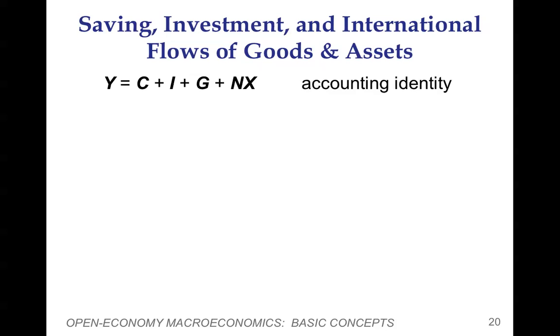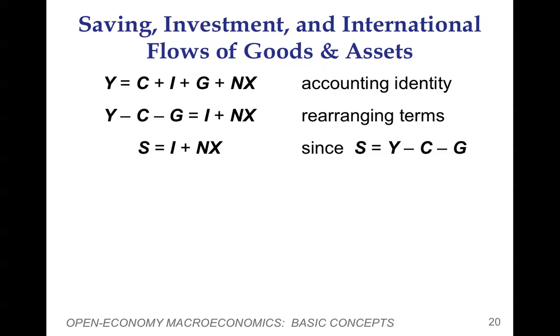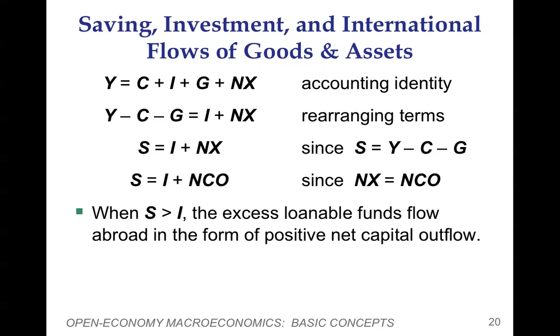Okay, more equations. Here's the accounting identity: Y is equal to C plus I plus G plus net exports. We rearrange the terms. Y minus C minus G, that looks like savings. And yes, it is. Savings is equal to investment plus net exports, since savings is Y minus C minus G. And S is equal to I plus NCO, since NX equals NCO.